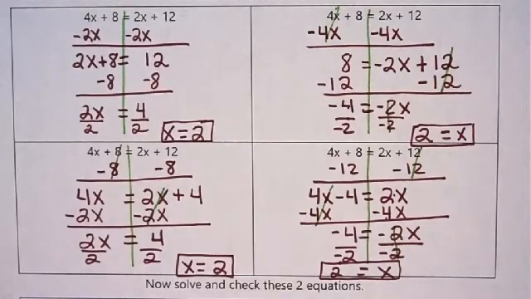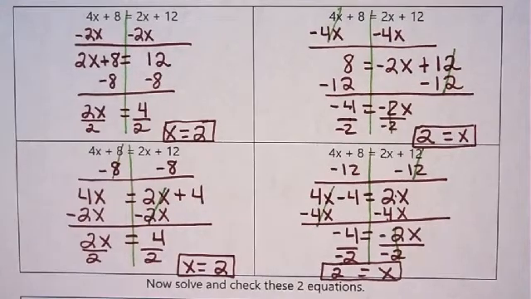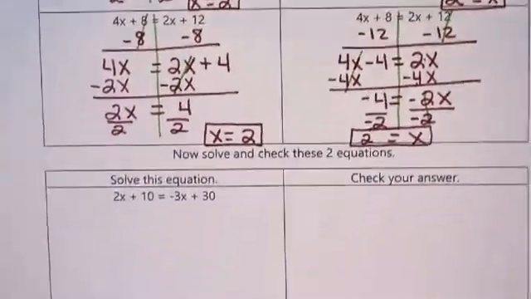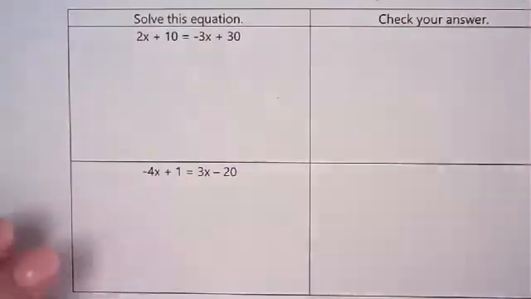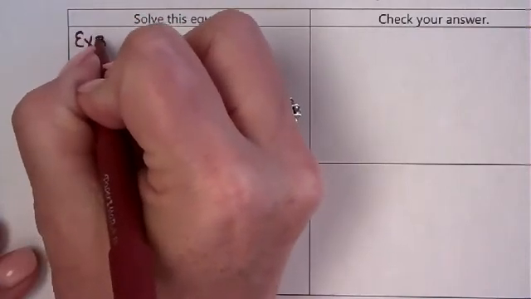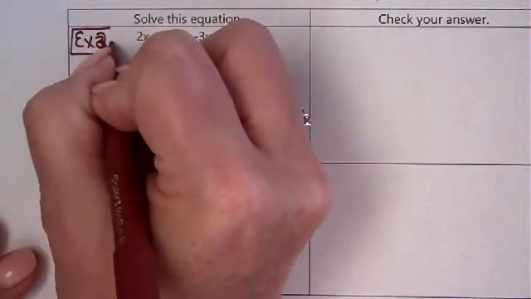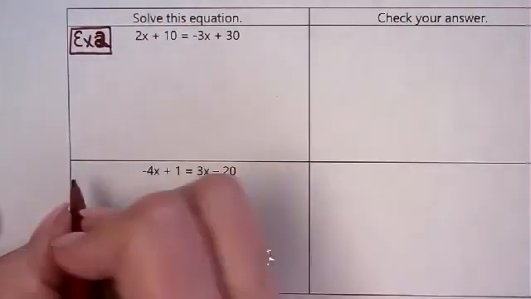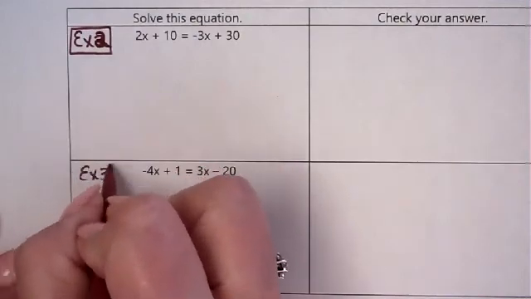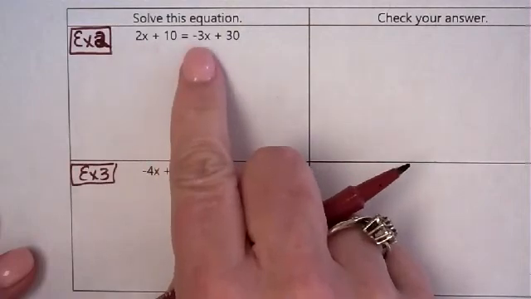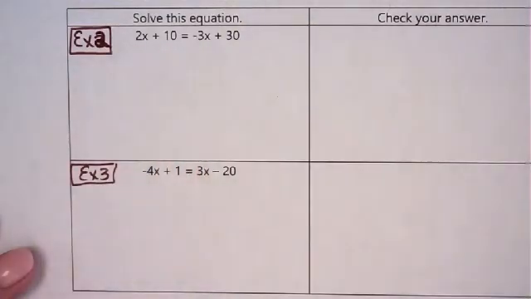Now, I want us to do a couple of them together and check them, now that we've got an idea going here. So we're going to come down here. This is example 3, or example 2, sorry. I just let those first 4 be example 1. And then we'll have an example 3 down here. So example 1, let's copy it: 2x plus 10 equals negative 3x plus 30.